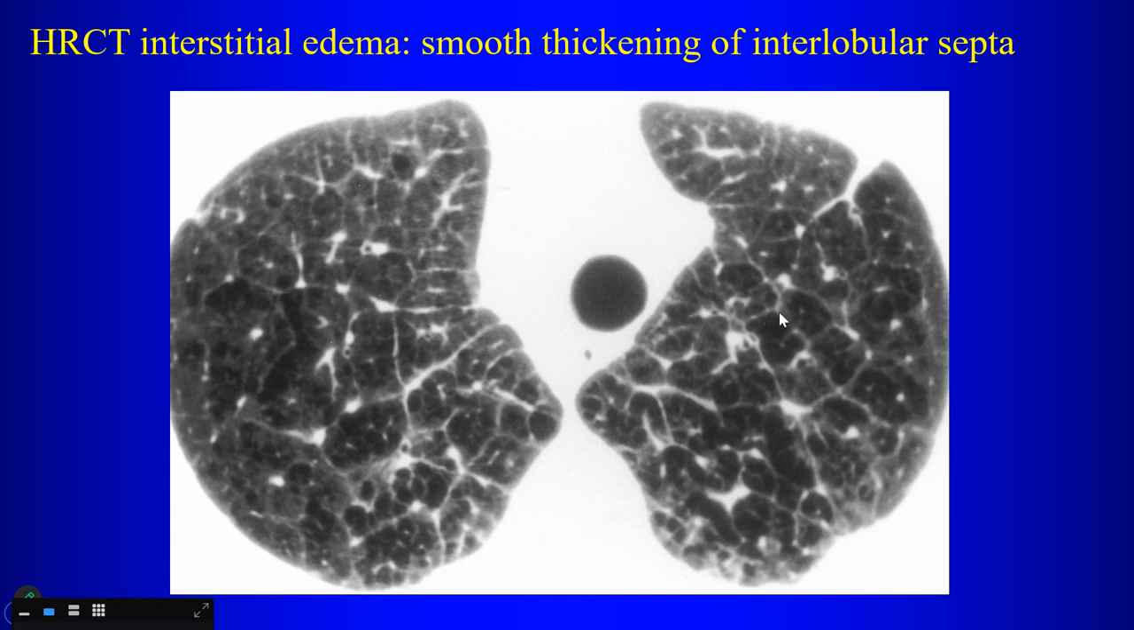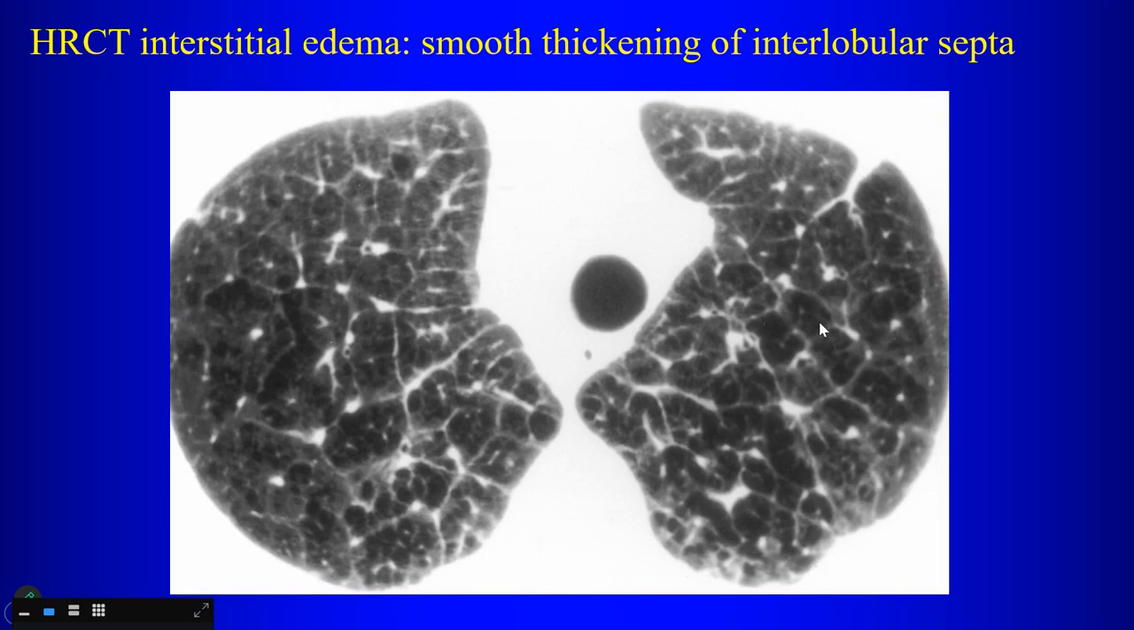And then on CT, what these represent is thickened interlobular septae. So here's a patient with some thickened interlobular septae from interstitial edema. And you can see they outline these structures. What are these structures that are outlined by these thickened interlobular septae? They are called what?